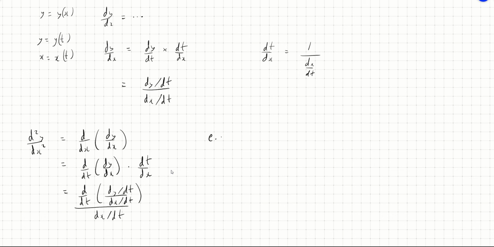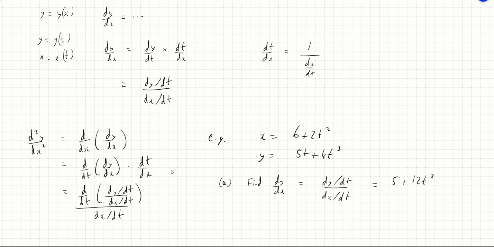So here's an example: x equals 6 plus 2t squared, y equals 5t plus 4t cubed. Let's do part A, find dy by dx. Well, dy by dx is dy by dt divided by dx by dt. For dy by dt, we just differentiate y with respect to t. We get 5 plus 12t squared, straightforward differentiation. And dx by dt is, well, differentiating 6 gives nothing, differentiating 2t squared gives 4t. So this is 5 plus 12t squared over 4t.